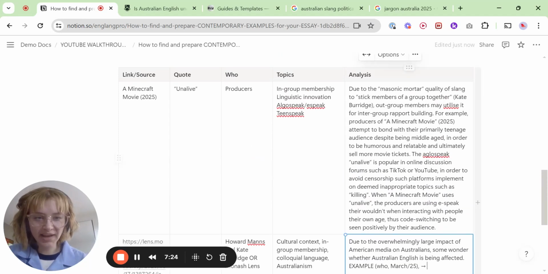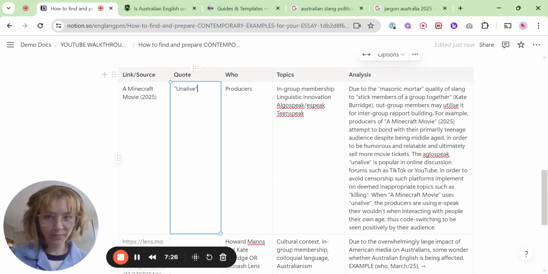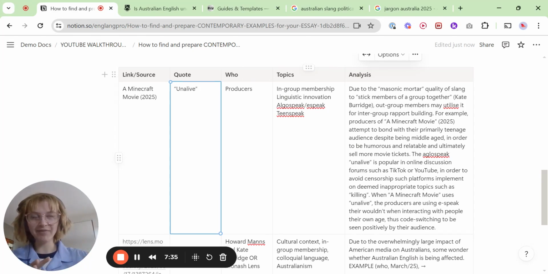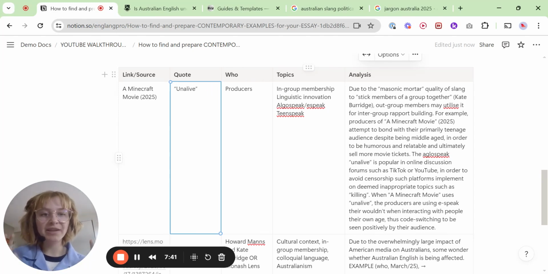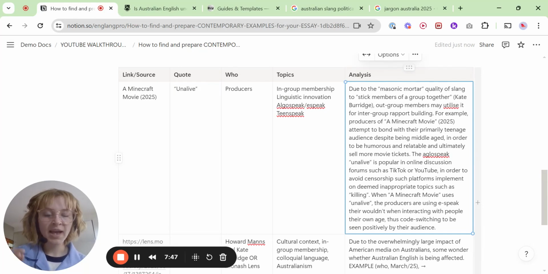But we can go through this actual analysis that I've written in for the Minecraft movie. So the topics I'm going to talk about is in-group membership, particularly between teenagers, and the out-group. So more like inter-group membership. But let's read through the analysis. So, due to the Masonic mortar quality of slang to stick members of a group together, which is a Kate Burridge quote that I use in year 12 a lot, out-group members may utilize it for intergroup rapport building.